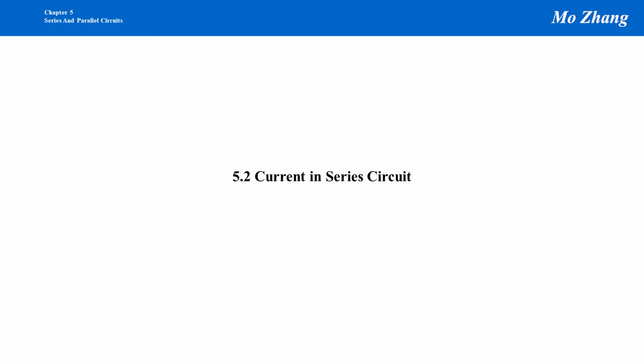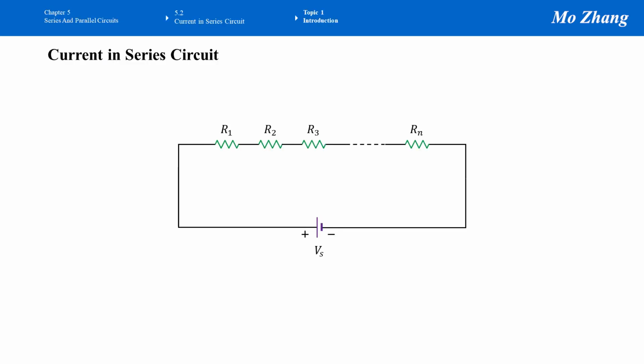5.2, the current in series circuit. So here we have n resistors connected in series. As you can see, there is a voltage source Vs connected to these n resistors. And if we let a source conduct, the conventional current flows from the positive terminal towards the negative terminal.